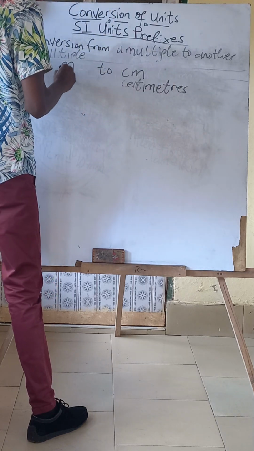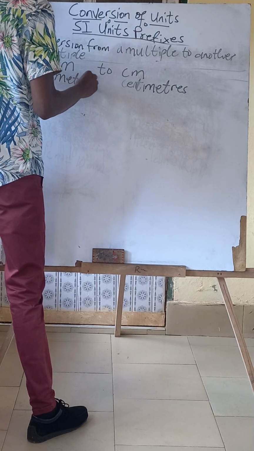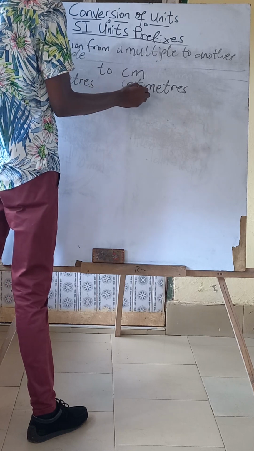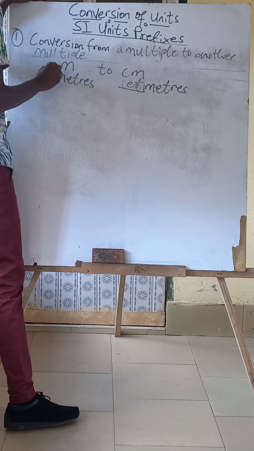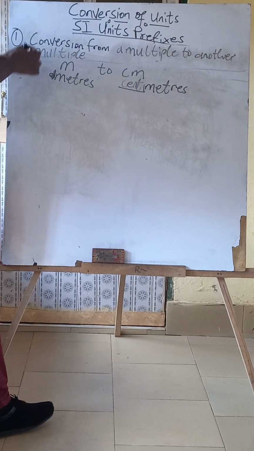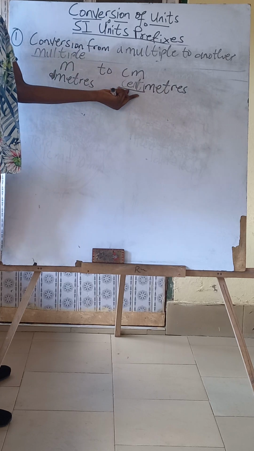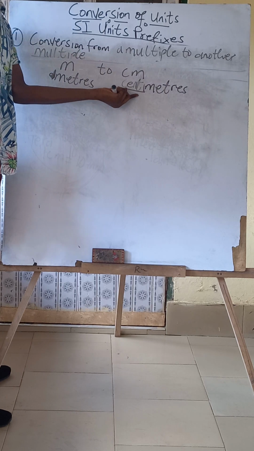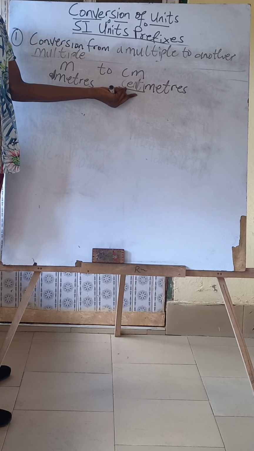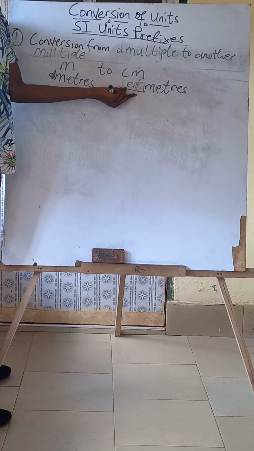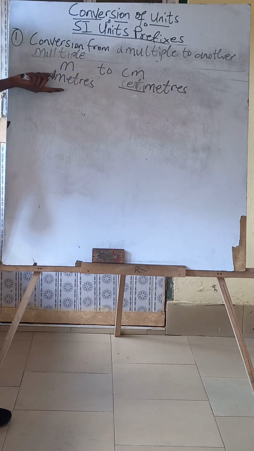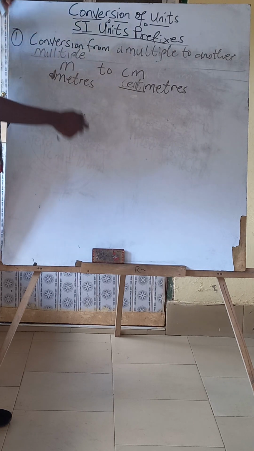Look at this carefully. Centimeters, and this one meters. You can see that this has a prefix. This unit, centimeters, has a prefix, and the prefix is centi. And this prefix is an example of a submultiple. But meters has no prefix. So how will you classify this one, or how will you do this one?